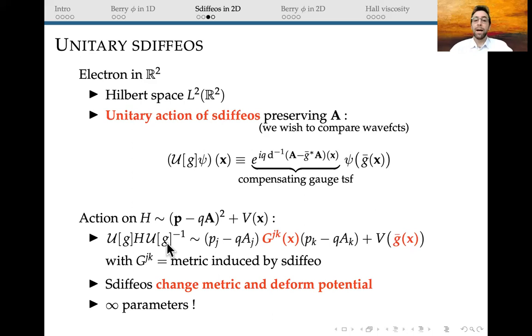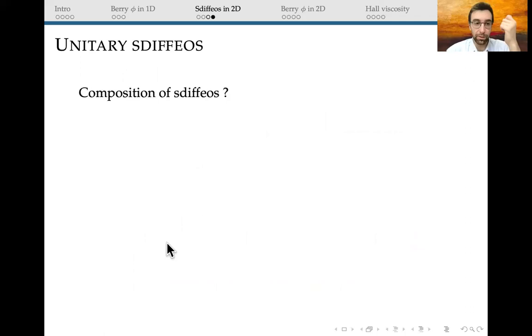And so what we're going to do next is to try to compute the Berry phases due to this parameter dependence. Before I do this, there's actually one preliminary that I need to mention. It's sort of a technical comment, but it has very important implications for physics. The comment has to do with the composition of the fields.